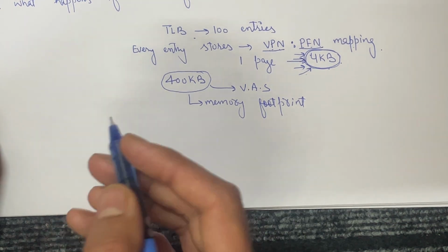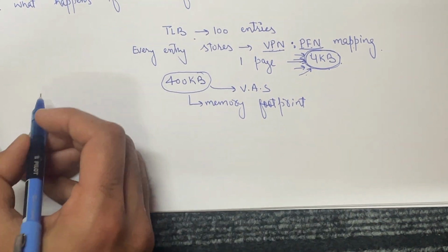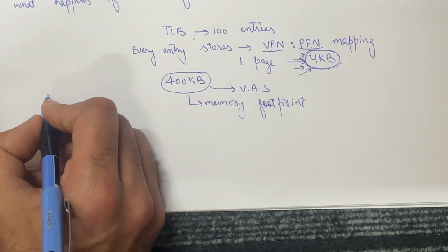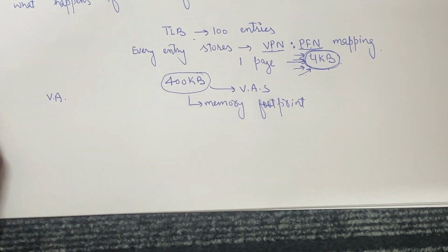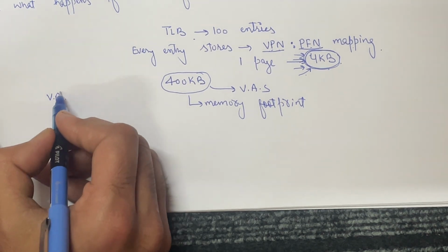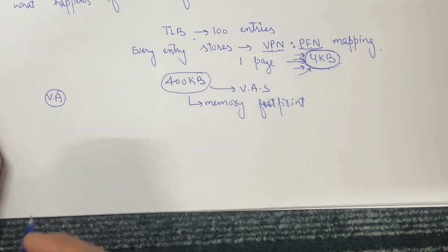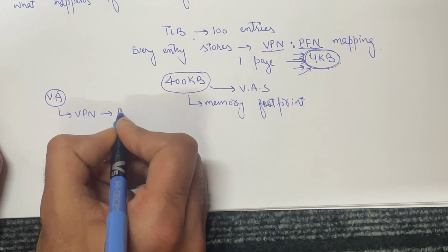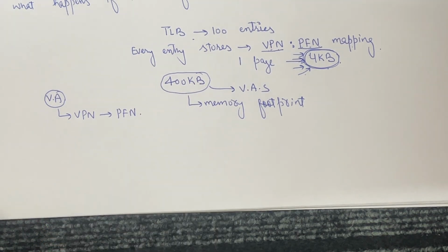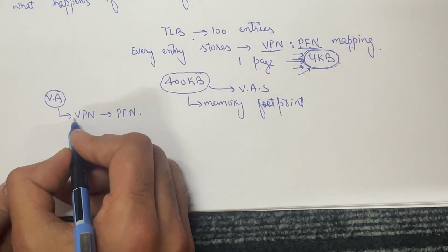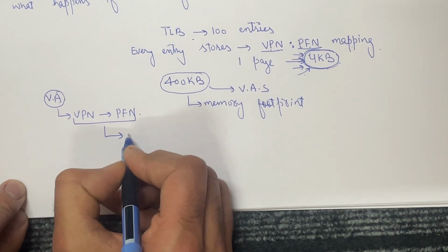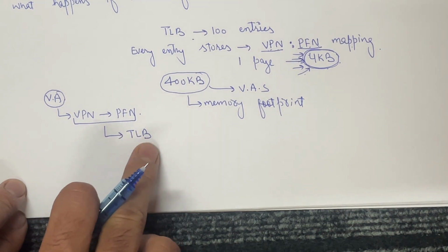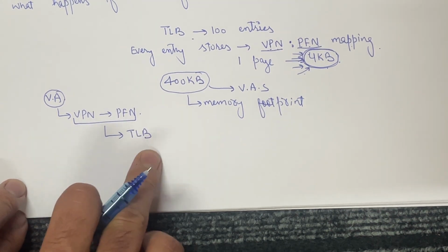And you can see, for example, if I was trying to get some page, or if I was trying to access some virtual address. Okay, so accessing a virtual address means I have to get the virtual page number to physical frame number mapping. I can get this mapping from the TLB. It is not always possible, so sometimes there may be a miss also.